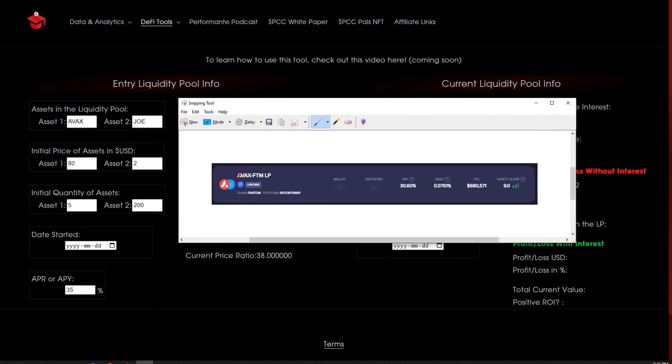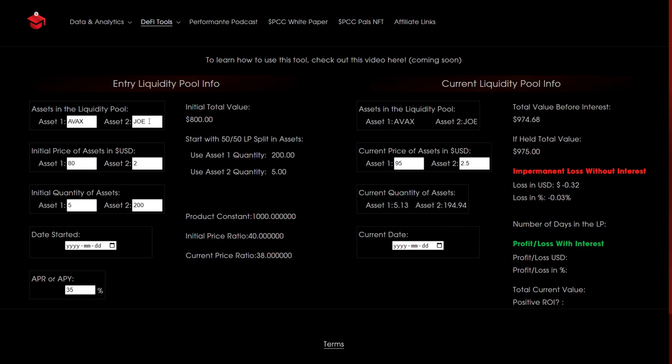We'll first put in the AVAX in this section right here, because this is the assets in the liquidity pool. You have your first asset, which is AVAX, and then you have your second asset, which in this case is FTM. In the example here, it is Joe, which is Trader Joe's native token. And then the next input is the initial price of the asset in US dollars. So let's say, I'm just going to quickly drag this down. We'll put in, instead of Joe, we'll put in FTM here.